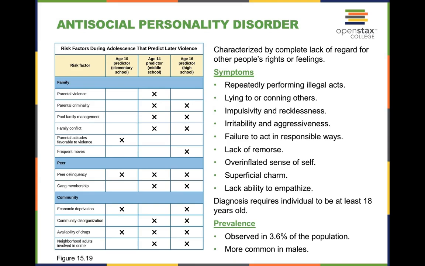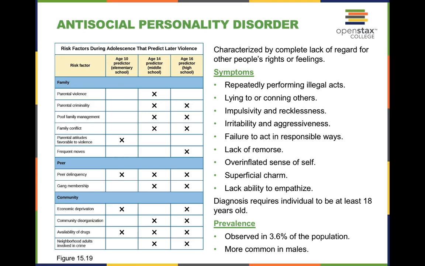Repeatedly performing illegal acts, lying to or conning others, impulsivity and recklessness, irritability and aggressiveness, failure to act in responsible ways, lack of remorse, an especially overinflated sense of self, superficial charm. Initially, they may come off as charming, but it's ultimately to see how they can potentially take advantage and gain your trust so they can eventually see what they can get out of you. A lack of ability to empathize. That is especially true. They have very significant difficulty in taking the perspective of others and putting themselves in the shoes of others.